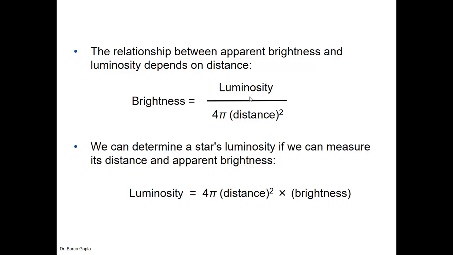If you know the brightness formula, from here you can also calculate the luminosity. That's how we calculate the luminosity of the Sun. We know the distance between the Earth and the Sun, and we measure the brightness on the Earth's surface. So if you know this brightness, and using this formula, we have calculated the luminosity of the Sun.